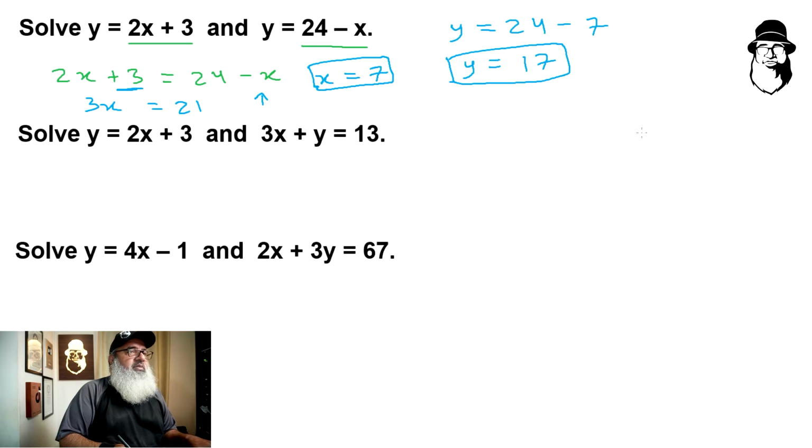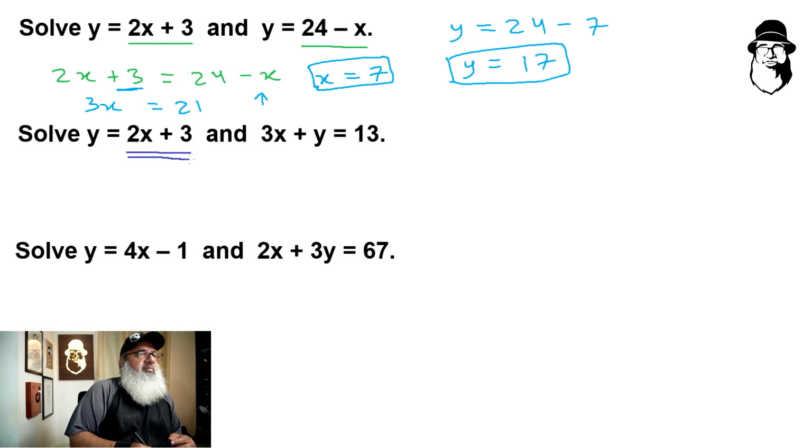Now sometimes both are not equal to y. Still, if one of them is equal to y or is equal to x, we can substitute that value in the other equation. Let's see here. Here we have y is equal to 2x plus 3, and we can substitute this value in this y. So 3x plus 2x plus 3 is equal to 13.